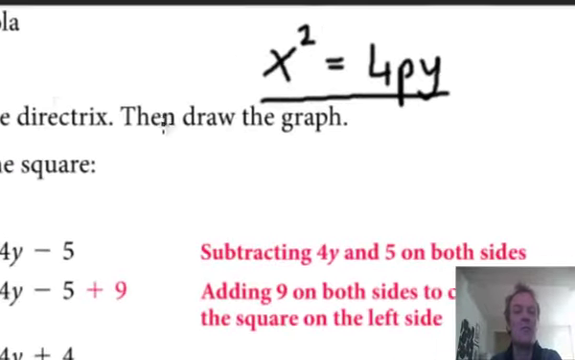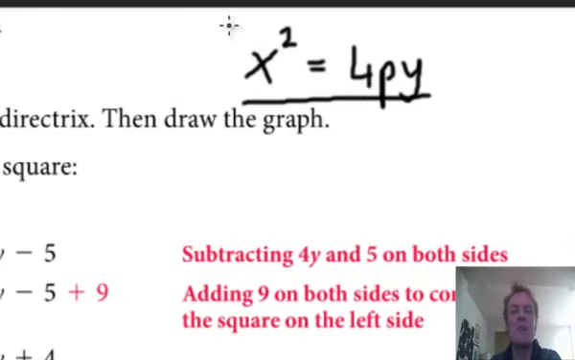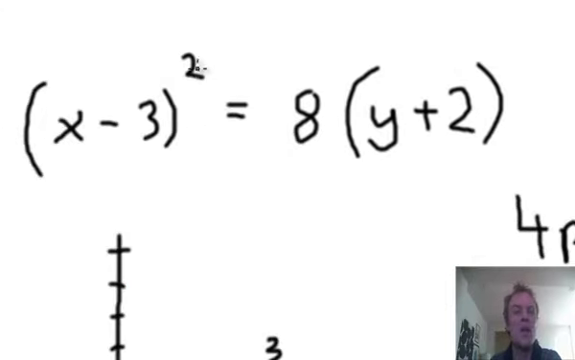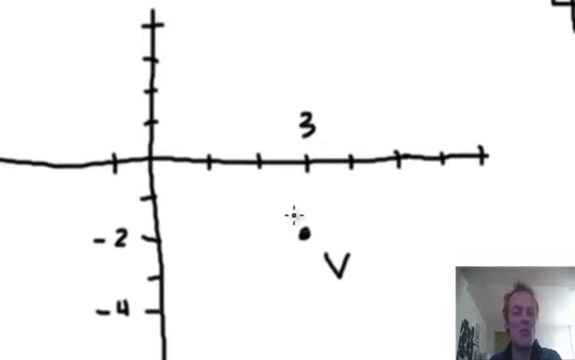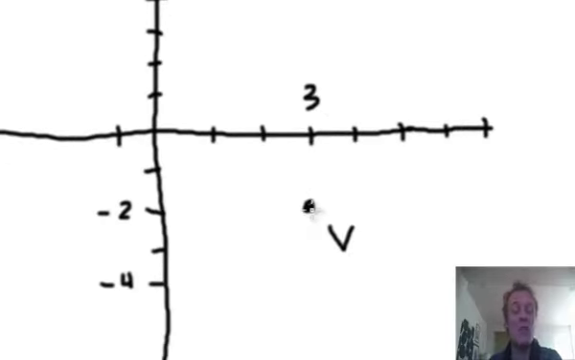Okay, well here we go. Instead of x squared equals 4py, I've still got an x squared and a y. But have a look at this. Can you see that the vertex of this is positive 3, negative 2? Just think of it as the opposite sign to what you can see. So positive 3, negative 2, and that's right here. I'm going to put it on the graph straight away. I can see the vertex, positive 3, negative 2, there's the vertex.